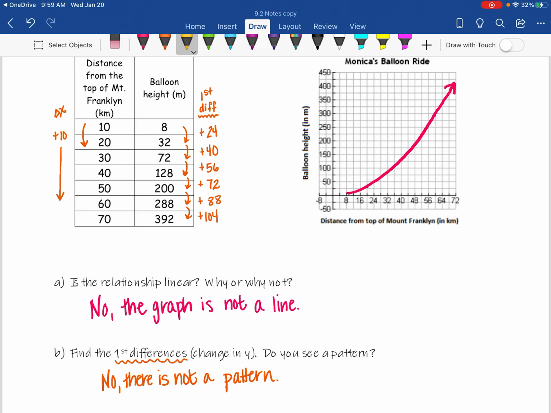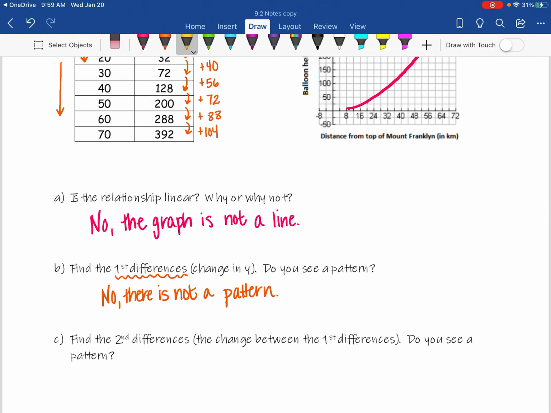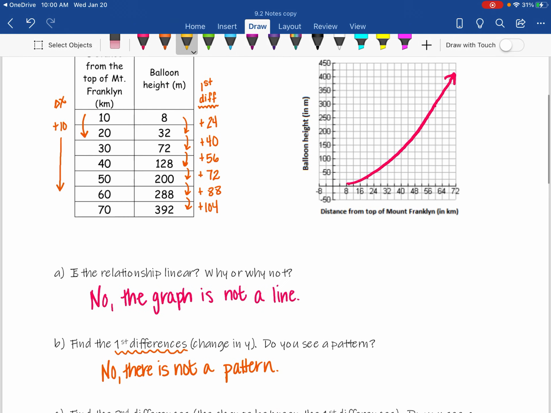We've identified from the graph that this is not linear. We've identified from the table that this is not linear because we don't have a constant rate. So now we're going to explore a little further, and we're going to find the second differences. This is new, but the second differences mean we're just going to repeat what we did with the orange set of numbers. So it's the difference between the first differences. Here's my second difference. I'm going to use yellow for that.